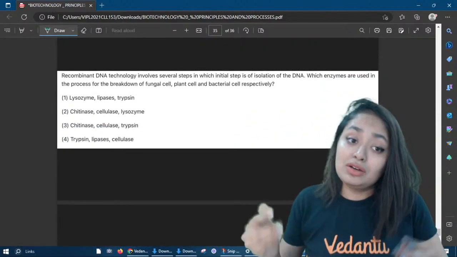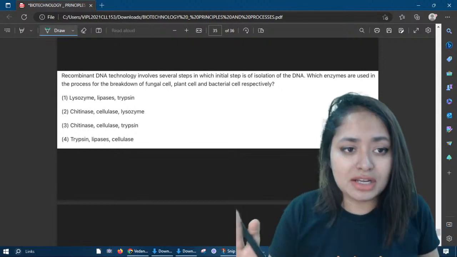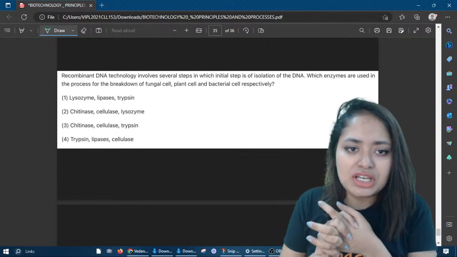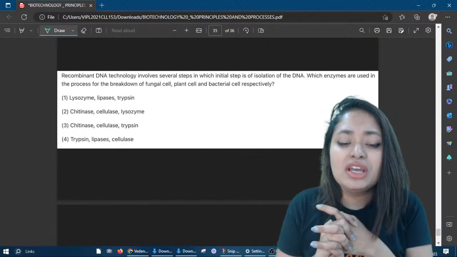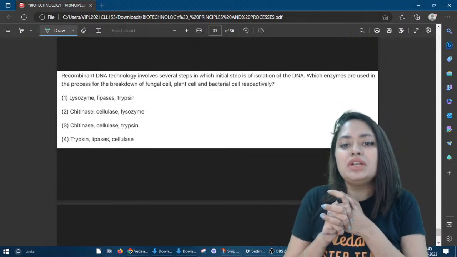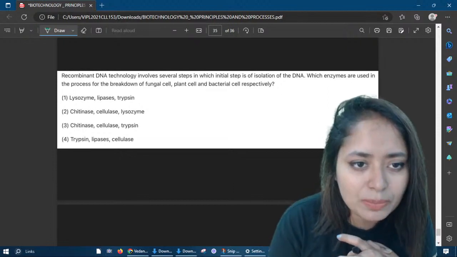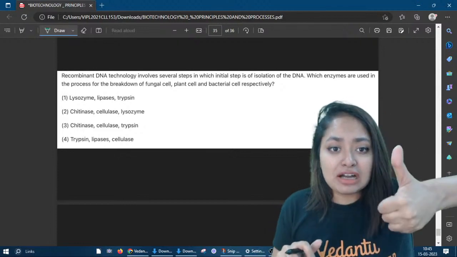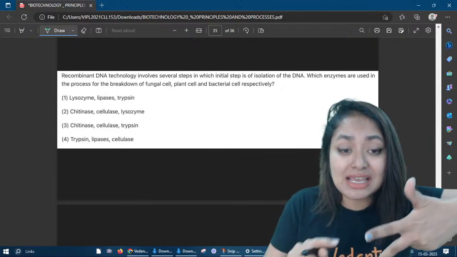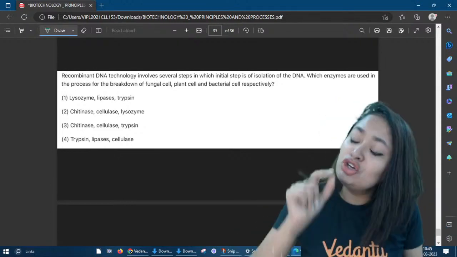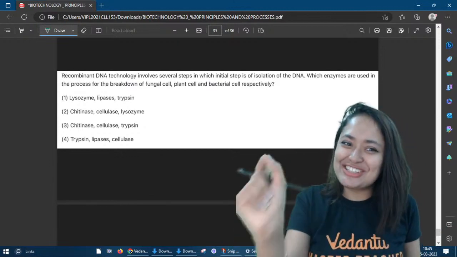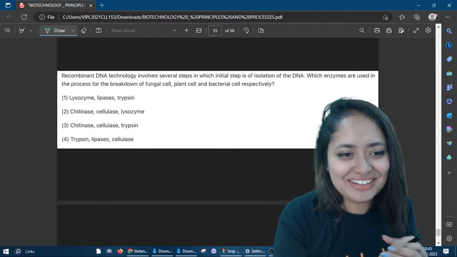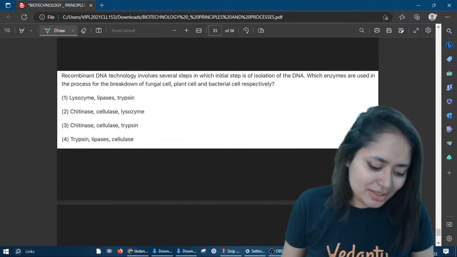Here we go. NCERT, strict NCERT question. Recombinant DNA technology involves several steps in which the initial step is isolation of the DNA. Which enzymes are used in the process for breakdown of fungal cell, plant cell, bacterial cell in that order? Do not change the order. If you change the order, marks are gone. Come on, give the answer.